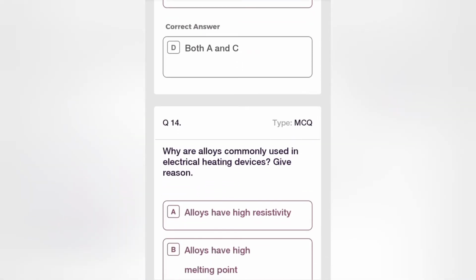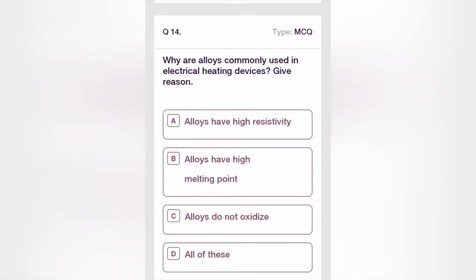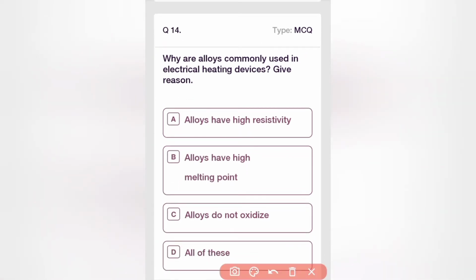Why are alloys commonly used in electric heating devices? So as I already told you, the alloys which are used for electric heating purposes should have high resistivity, high melting point and do not oxidize at high temperature. So all of these is the correct answer.